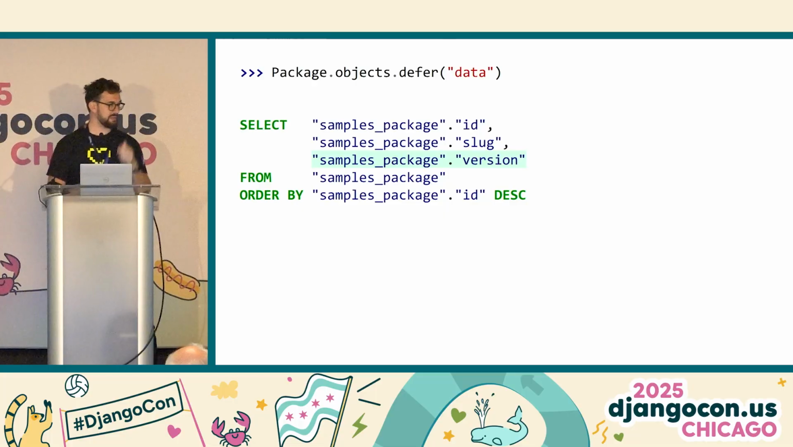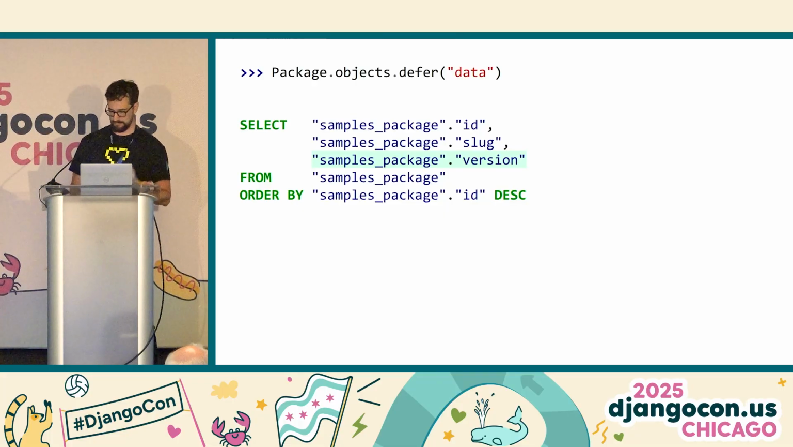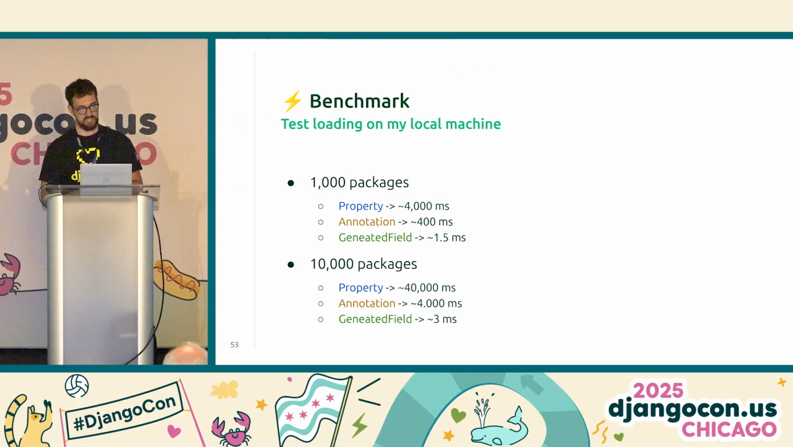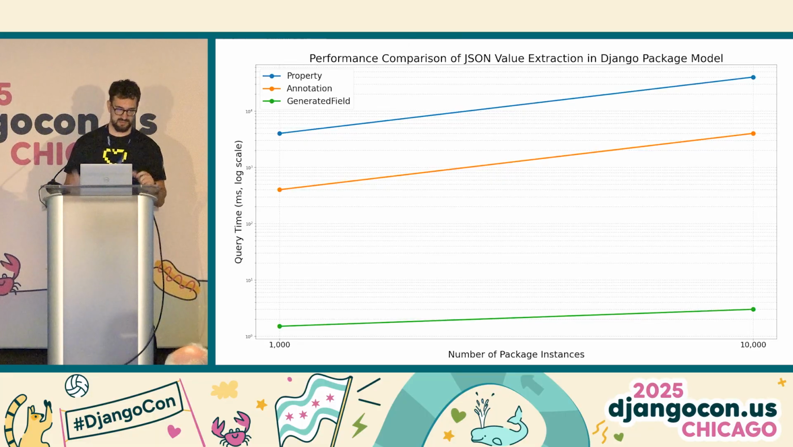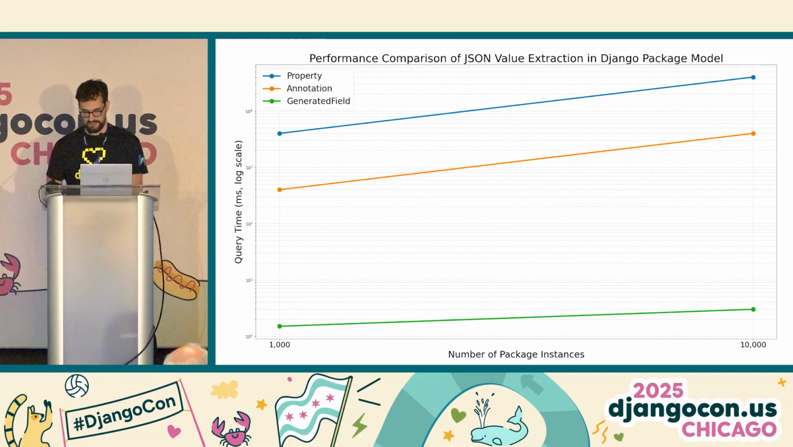And why is it better to use the generated field? For performance, of course. I tried locally ingesting some packages, 1,000 and 10,000 packages, and it's quite a lot better to use the generated field because you spend only milliseconds on it and not so much time. This is a representation of the numbers. It's a logarithmic scale graphic, but it gives you the idea.